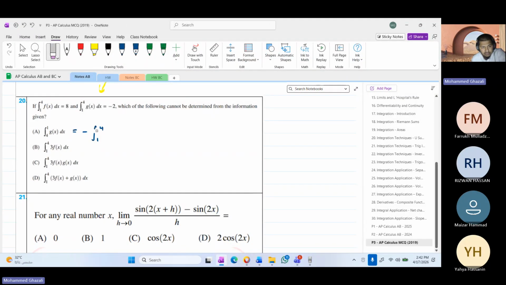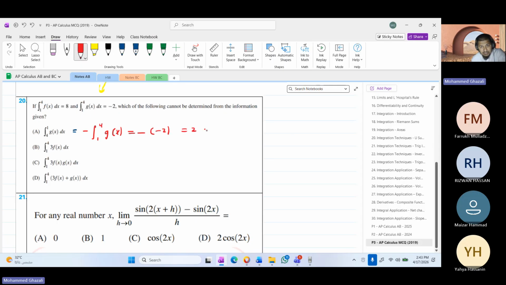Let's just find the values for each one. So the integral from 1 to 4 of g of x is equal to -2. The integral from 4 to 1 is like taking out a negative and changing it back into 1 to 4 of g of x. But we already know what this is. So it's negative -2, which is 2.